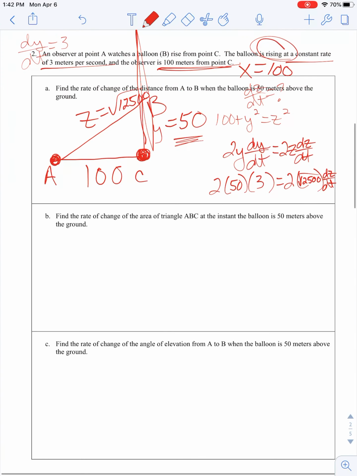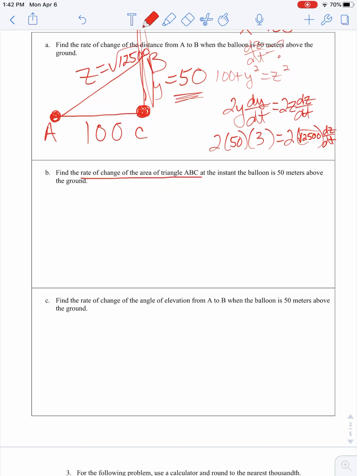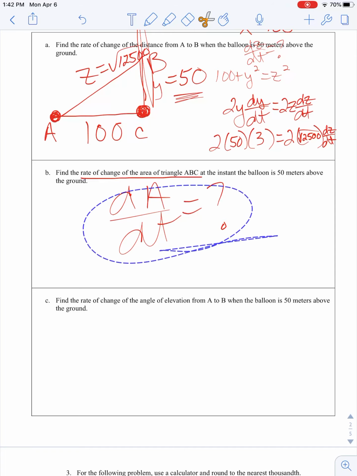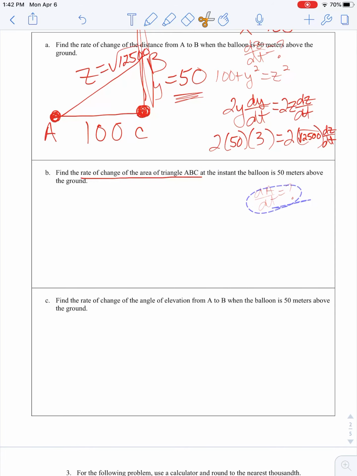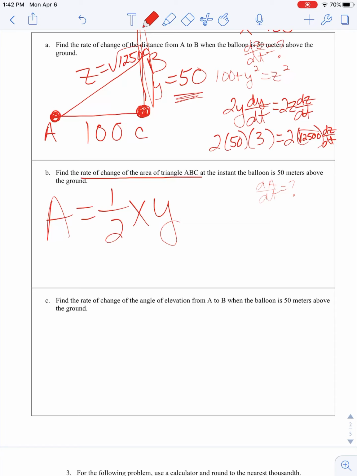Find the rate of change of the area. So I'm finding the change in area of that triangle per time. That's my question mark. So let's think. What is the area of a triangle? Area of a triangle is 1/2 base times height. So my area is 1/2, my base was x, my height was y.